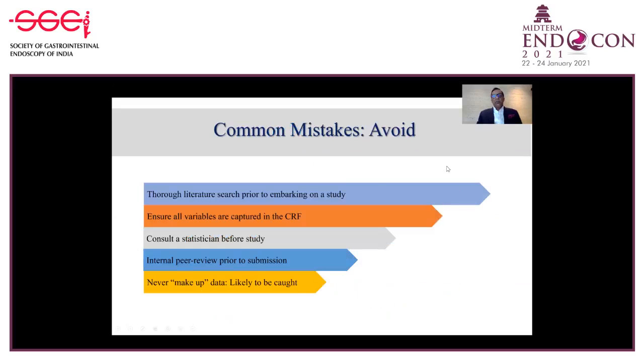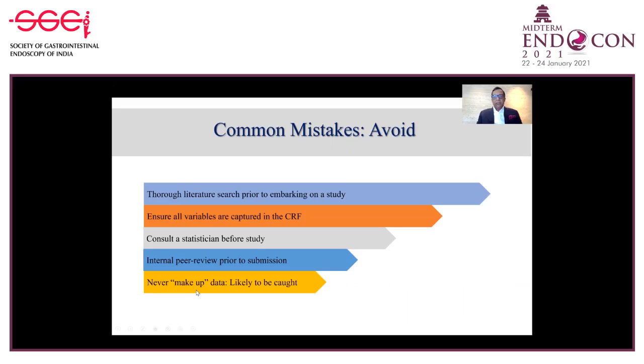The common mistakes which should be avoided: there should be a thorough literature search prior to embarking on a study. Before you start the study, ensure that all variables which will be required in the statistics are captured in the CRF. You must consult a statistician before you start the study. Most of the time, we consult the statistician after we have completed the study. It's a good idea to have an internal peer review prior to submission. This is for the youngsters.